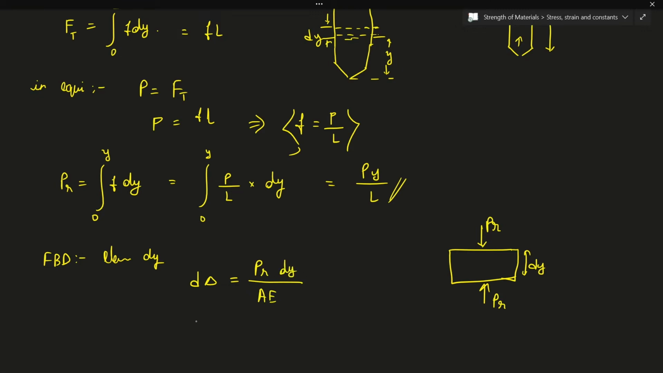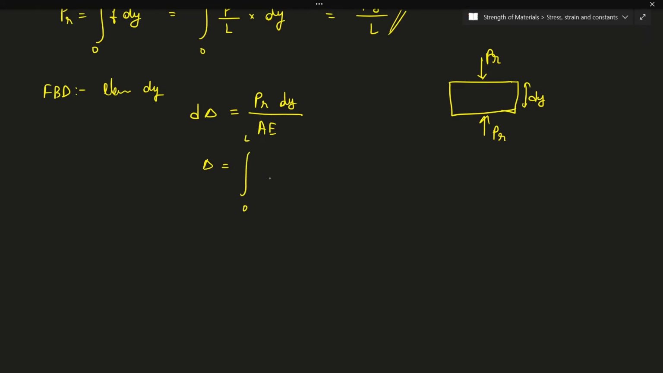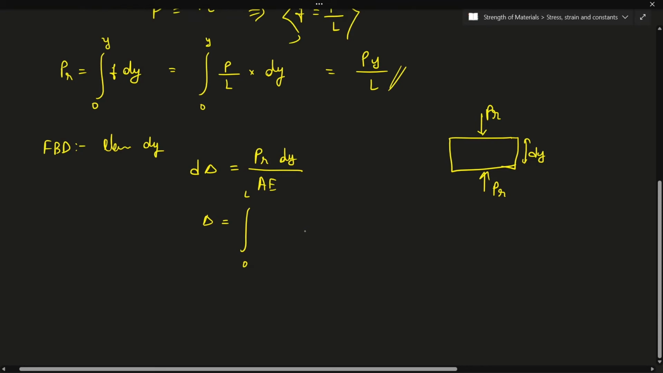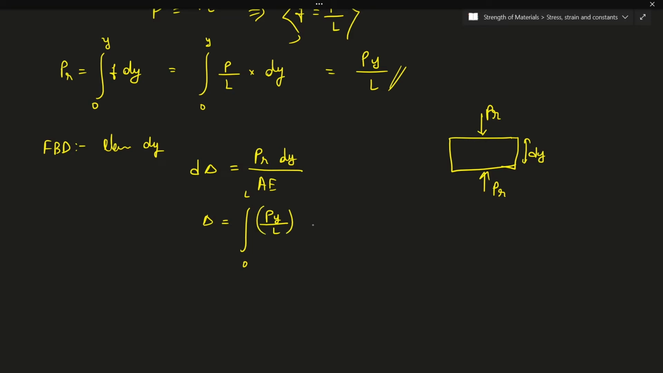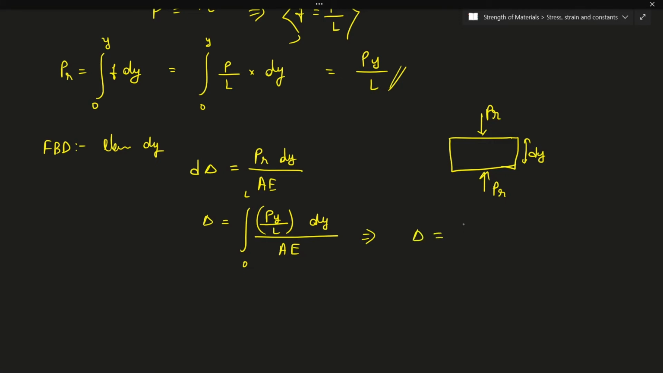Now if I want the deformation of the whole body, I'll simply have to integrate again. So delta will be equal to the integral from 0 to L of PR, and for PR I can substitute Py by L, into dy divided by AE. Which is nothing but delta equal to PL by 2AE. Now this is what they asked me to derive.